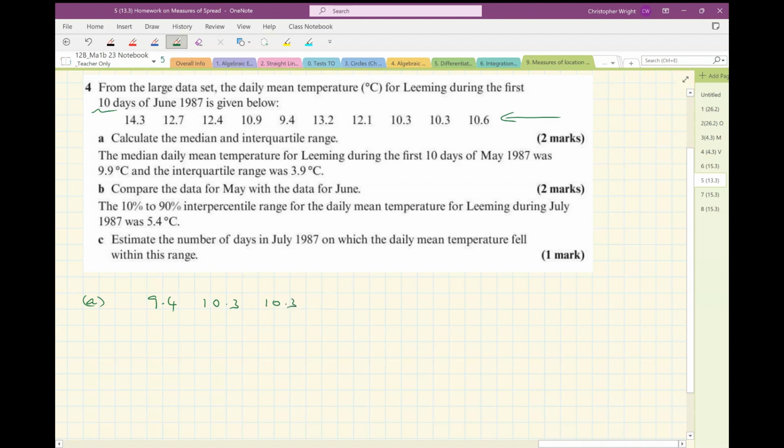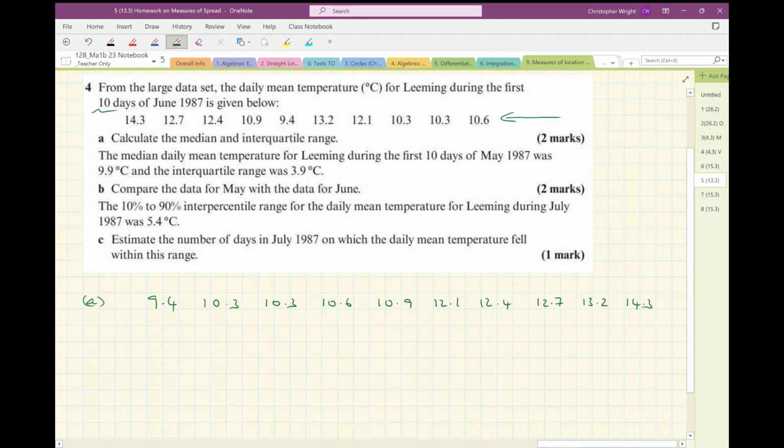Just don't get it wrong. I've already worked it out, so I'm just copying down my 10 temperatures from lowest to highest. 12.7, 13.2, and 14.3. Just check 2, 4, 6, 8, 10. Yes, I've got all 10 there.